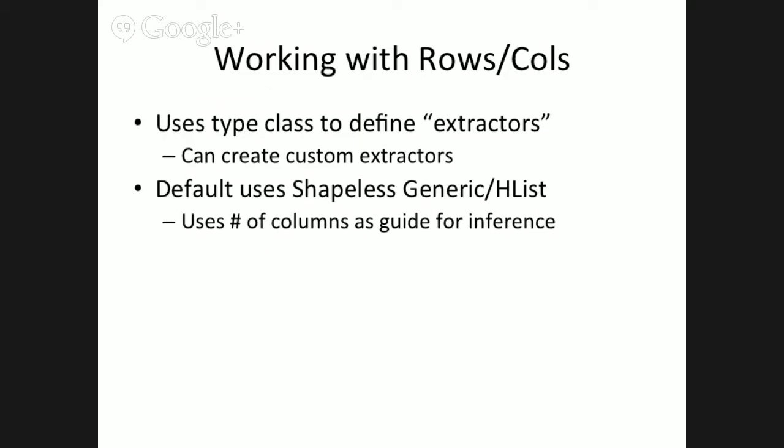So how this works is it basically just has a generic type class called an extractor. And the extractor basically knows how to get values out of the frame, or out of a bunch of columns. So by default, we really just have the one, which is, I guess two, but one that uses HLists and then has support for Shapeless as Generic.